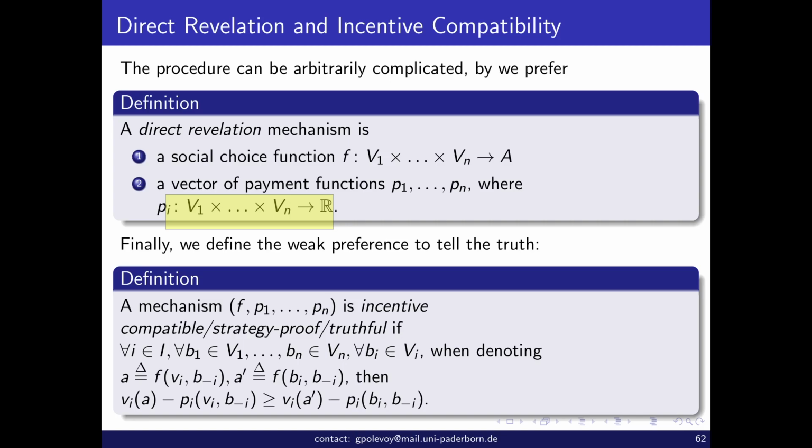So here, the direct revelation mechanisms are those. And finally, we are defining what it means to be incentive compatible, or we also call it strategy proof, or we also call it truthful. The mechanism is incentive compatible, proof, truthful, that's all the same for us, if for any player and for any bids of the other players, by the way, the bids are about their values, but again, they do not have to be their true values, for any bids of the other players, we want the truth to be at least as good for the player as something else.